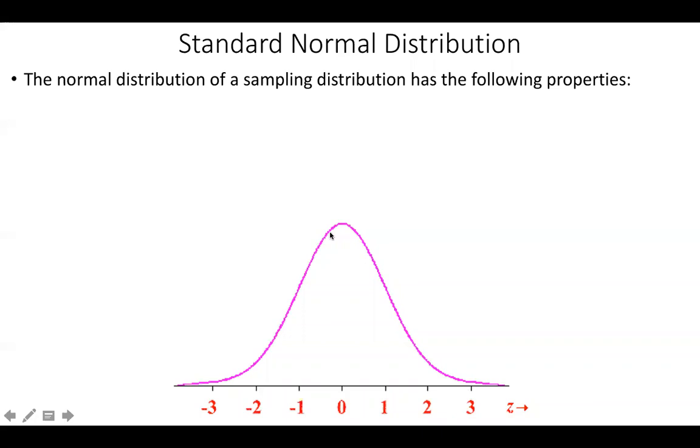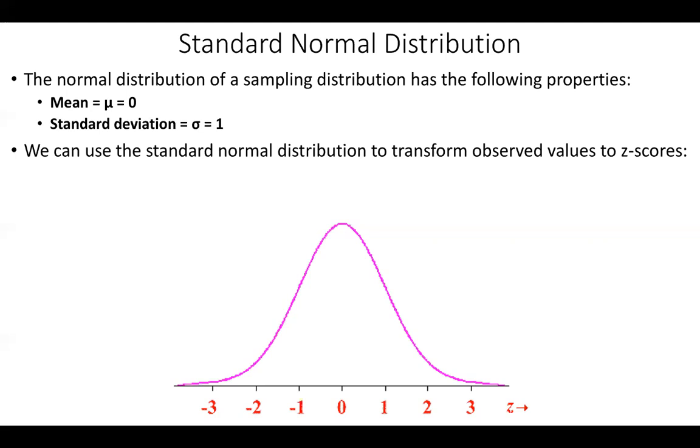So our normal distribution of a sampling distribution, or our standard normal distribution, has the following properties. First, it has a mean, which is at this peak here, of 0. And here this mu, lowercase mu, is the notation for the mean of this standard normal distribution. The second property is that it has a standard deviation of 1. And that is notated here with this lowercase sigma.